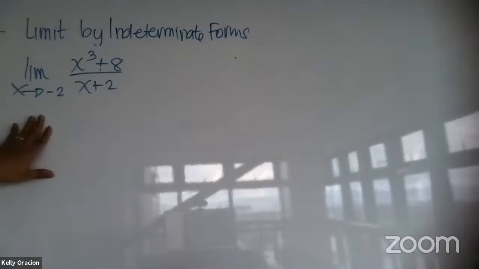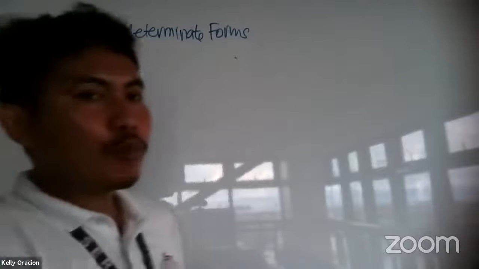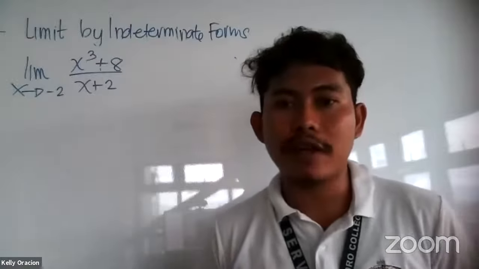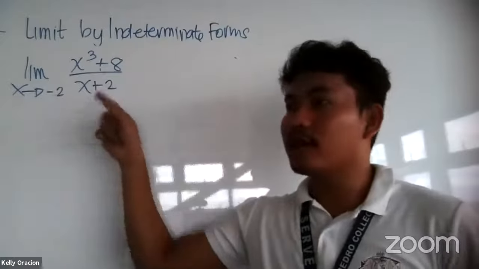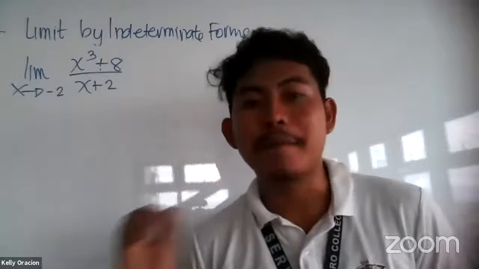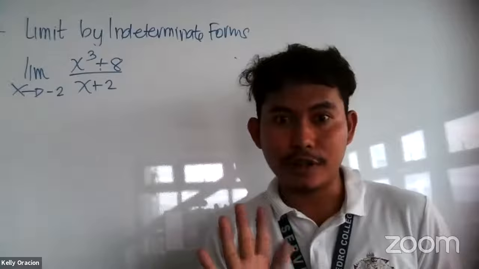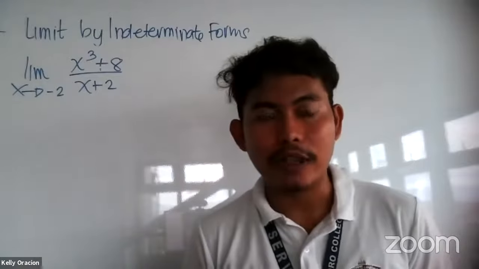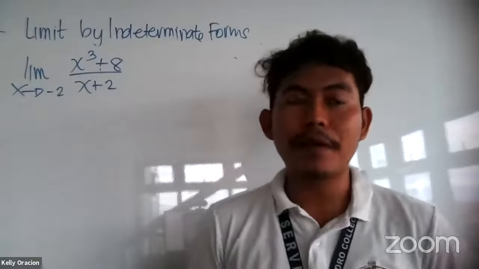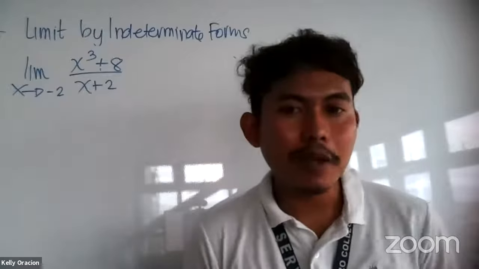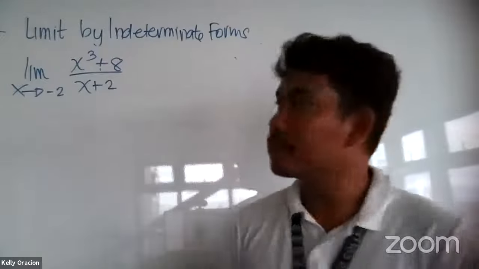So that's it. And class, if you're going to perform direct substitution here, negative 2 plus 2, the denominator becomes 0. Okay? So, stop. Don't conclude yet that the answer is DNE, because there are still possibilities that it can be factored.